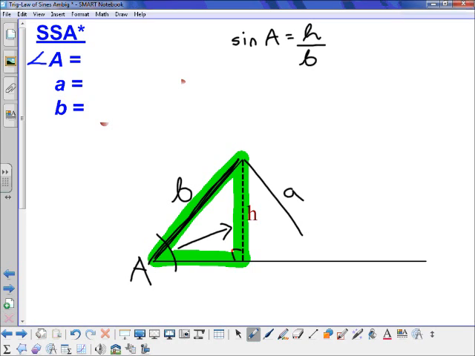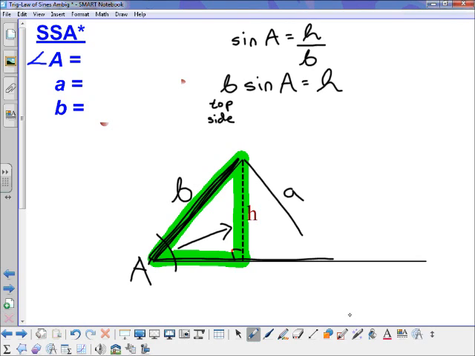And then we could solve for H by multiplying both sides by B, and we get B times sine of A equals the height. Okay? Or if you always set it up this way, it's that top side times sine of your given angle. And that will save you a lot of time thinking and setting up.